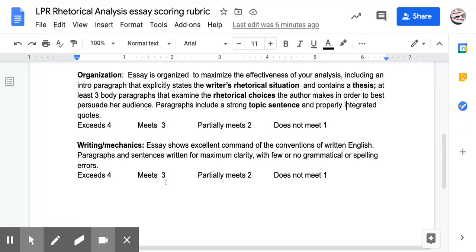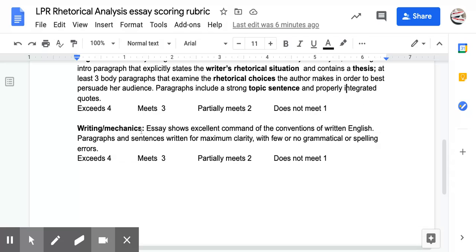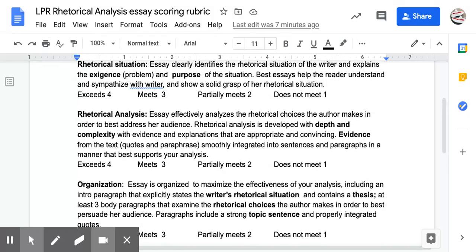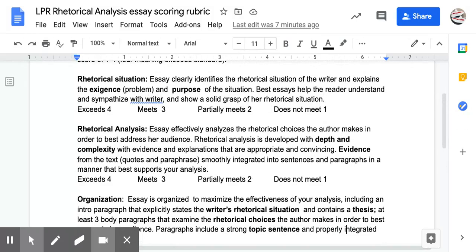And then finally, writing and mechanics, which is pretty self-explanatory. Essay shows excellent command of the conventions of written English. Sentences and paragraphs are written for maximum clarity with few to no grammatical or spelling errors. So this is really just how well you write with your command of the language. So these 4 criteria are how I'm going to score this.